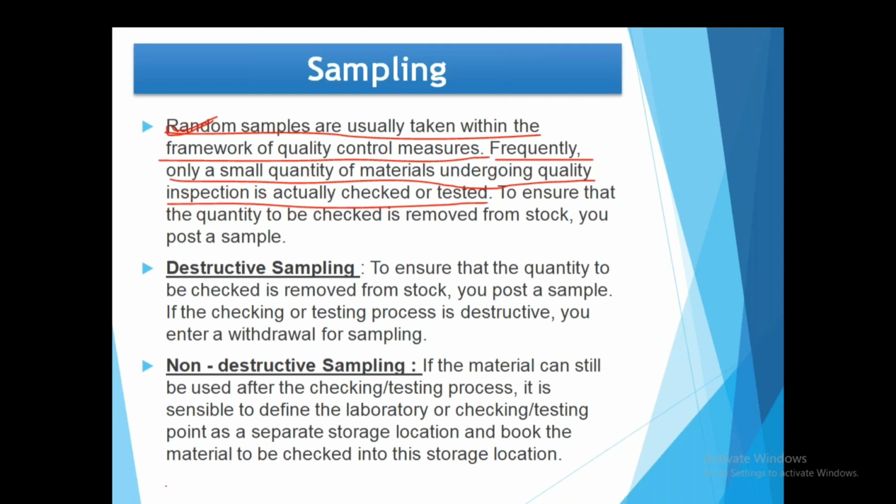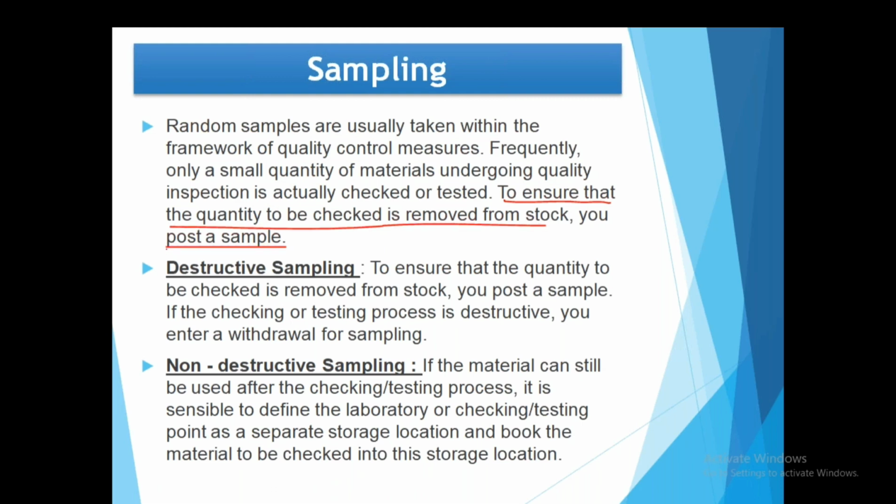Suppose you have 100 liters of material. To do quality inspection, from this 100 liters they will take only a certain quantity, 0.5 liter. And on this 0.5 liter they will do the quality inspection. During the quality inspection, this 0.5 liter stock will get consumed. So this is the sample quantity we need to book in the system. To ensure that the quantity to be checked is removed from stock, you post a sample.